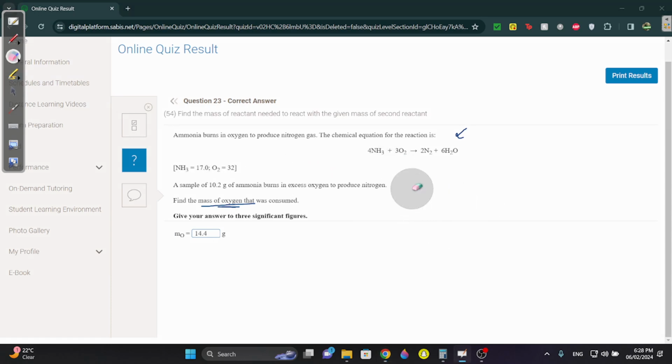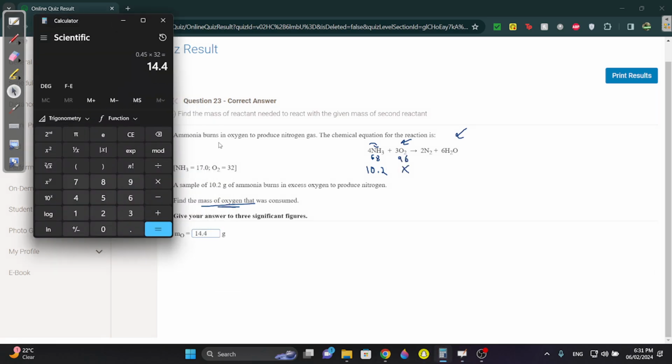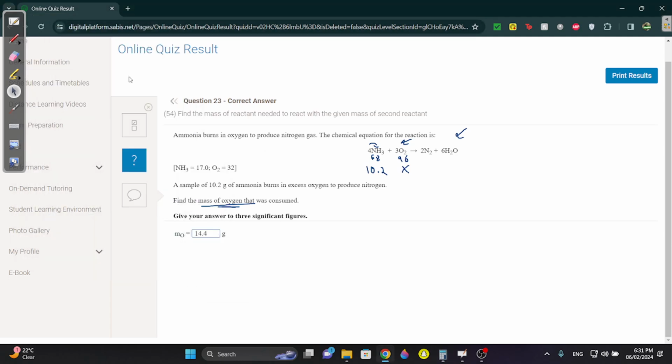If you want to do it a different way, you can put 4 times NH3, which is 4 times 17, which is 68. And down you put 10.2. And then for oxygen, it's 3 times O2, so 3 times 32, which is 96. You put X down, and you should get the same answer. 10.2 times 96 divided by 68 is 14.4. Do both ways, both of them are correct.